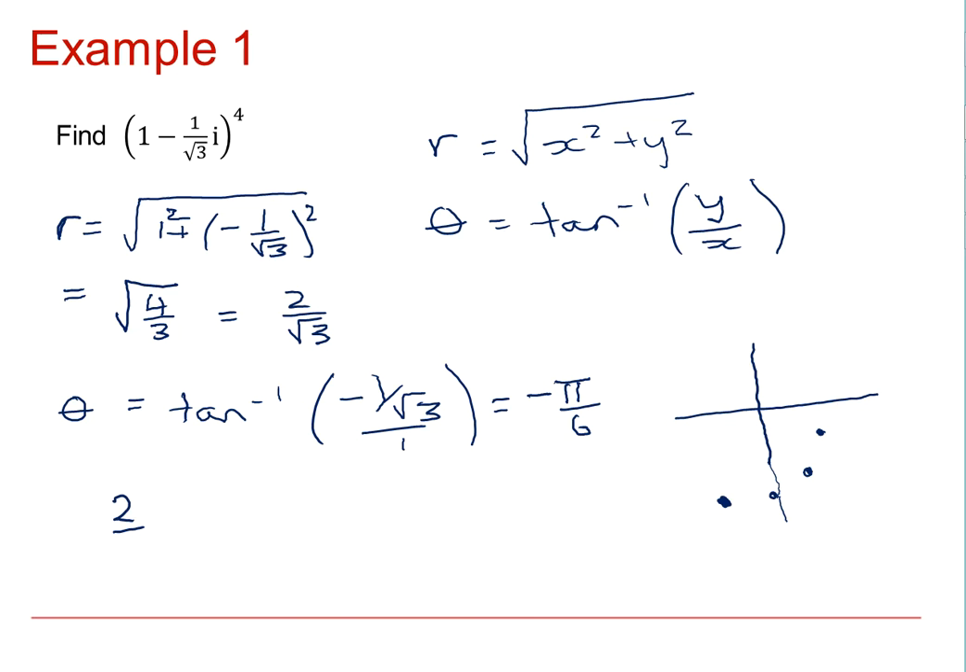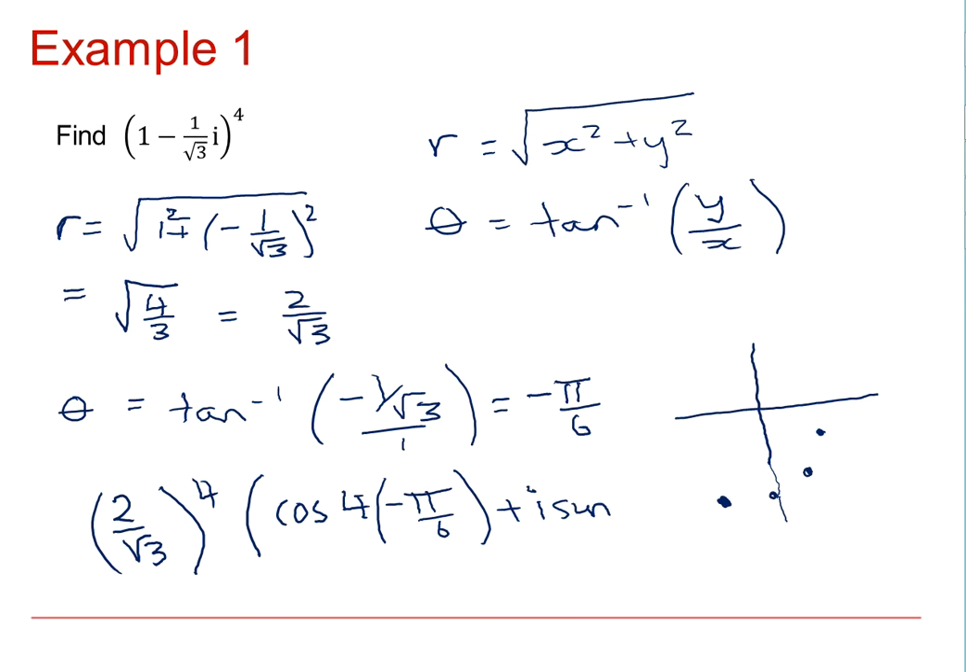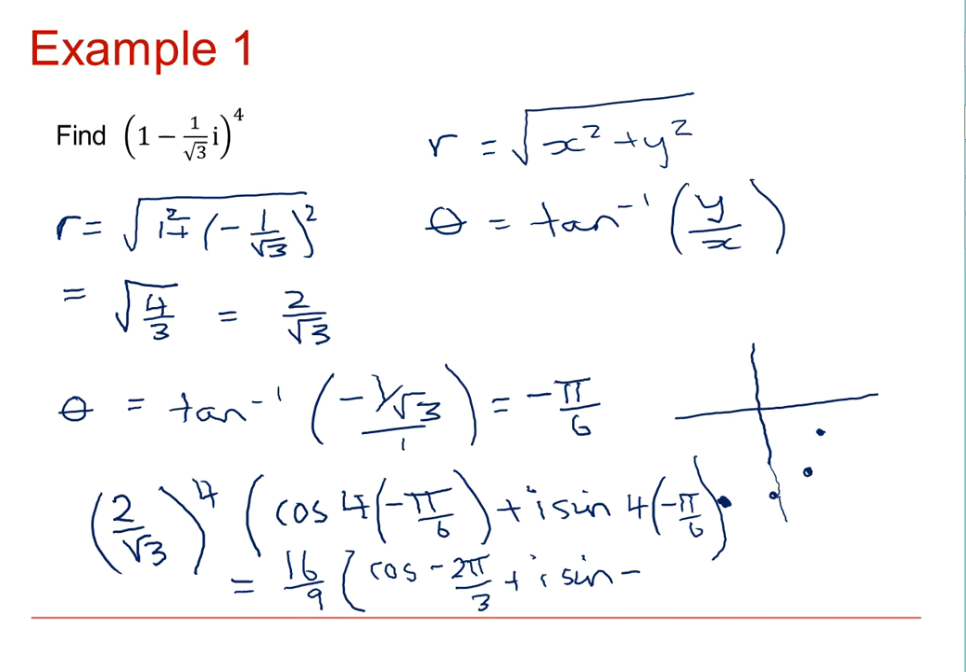We've got 2 over root 3 to the power 4, which would be r to the 4, and we're going to have cos 4 of minus pi over 6 plus i sine 4 of minus pi by 6, which when we tidy that up would give us 16 over 9 cos of minus 2 pi by 3 plus i sine of minus 2 pi by 3.